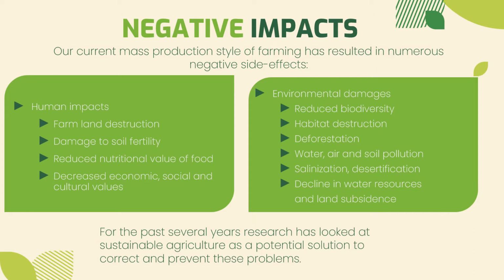Number five, salinization and desertification. Salinization is the process in which the water bodies contain so much salt that they get from all these fertilizers, manures, that they are no longer fit for drinking. And desertification is conversion of farmlands into basically barren lands or deserts. Number six, decline in water resources and land subsistence. For the past several years, research has looked at sustainable agriculture as a potential solution to correct and prevent these problems.